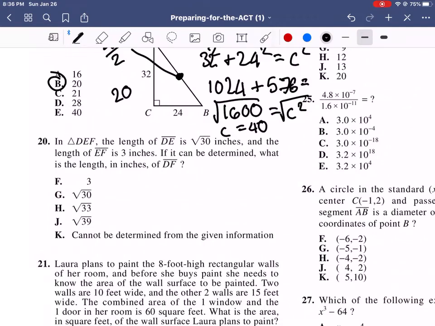In triangle DEF, the length of the line DE is the square root of 30 inches, and the length of EF is 3 inches. My first thought was this is going to be a special right angle triangle kind of thing. But if it can be determined, what is the length in inches of line DF? So there's no angle. You can't really know. I'd choose K.